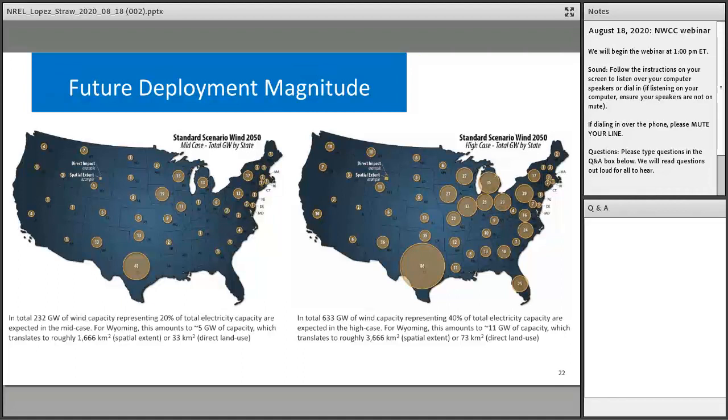Okay, thanks. And if anyone has any additional questions about that, please go ahead and type them in. The next question: projections used by NREL or DOE, did they inform the DOE Wind Vision?